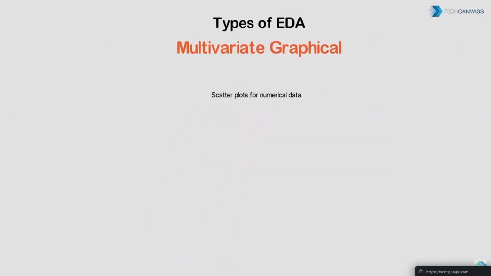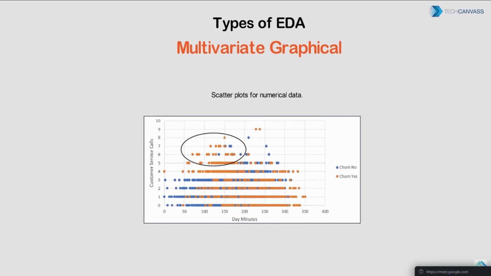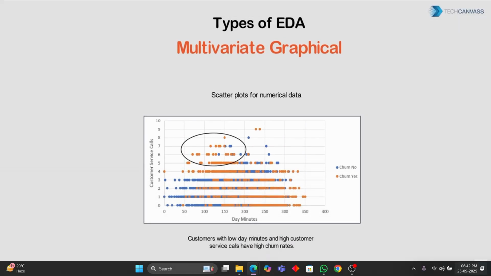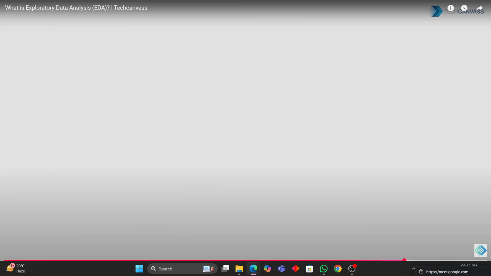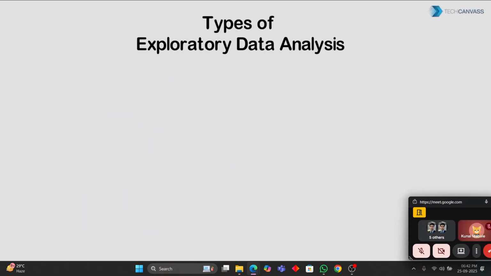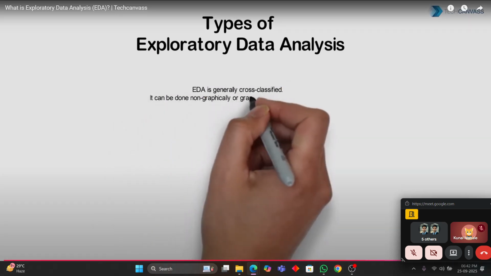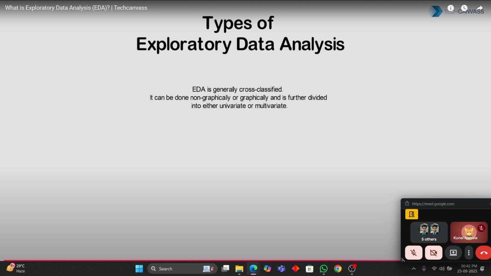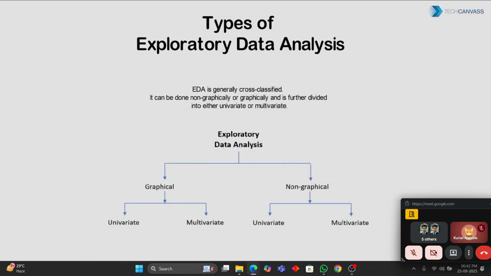In case of graphical analysis, scatter plots, which help visualize two quantitative variables, have one variable on the x-axis and another on the y-axis. They saw a pattern that customers with low day minutes and high service calls have high churn rates. So, EDA is generally cross-classified. It can be done non-graphically or graphically and is further divided into either univariate or multivariate.